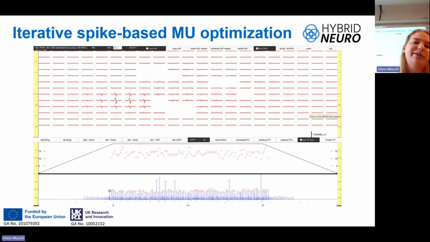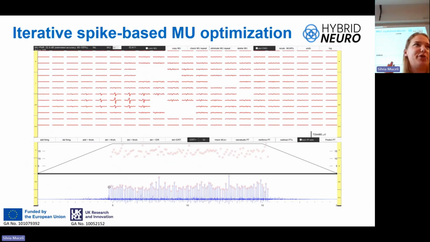Well, the iterative spike-based motor unit optimization is what I already said. We just hit the reinforce button, so the motor unit filter is re-estimated and reapplied to the EMG, and as a result, we get a new version of the pulse train.